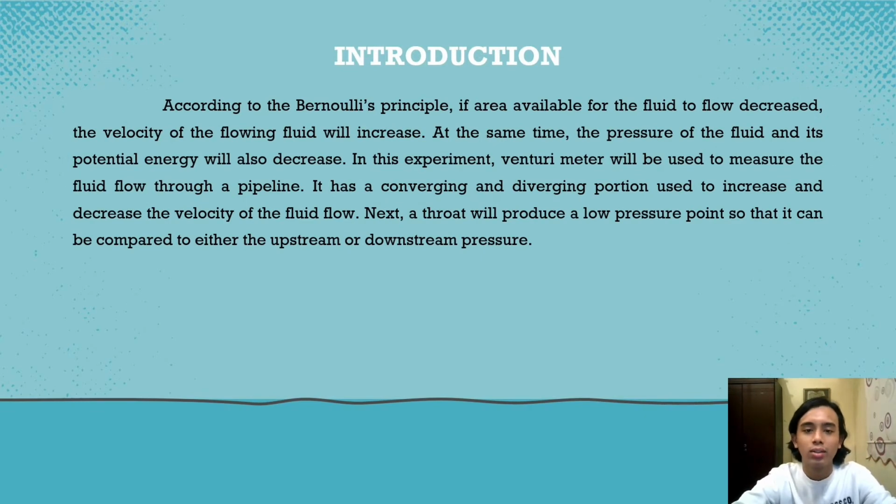Okay, let's move on to the introduction. According to Bernoulli's principle, if the area available for the fluid to flow decreases, which means the smaller the area, the velocity of the flowing fluid will increase, and at the same time, the pressure of the fluid and its potential energy will decrease. So in this experiment, we will use a Venturi meter to measure the fluid flow through a pipeline. It has a converging and a diverging portion used to increase and decrease the velocity of the fluid. Next, it has a throat that will produce a low pressure point so that the pressure can be compared to either the upstream pressure or downstream pressure.